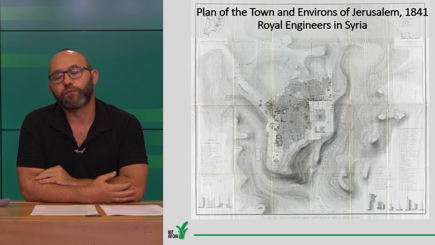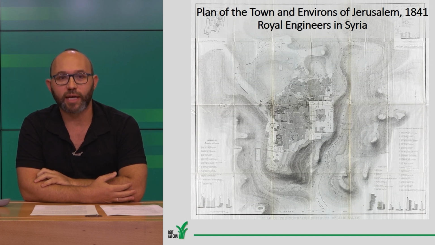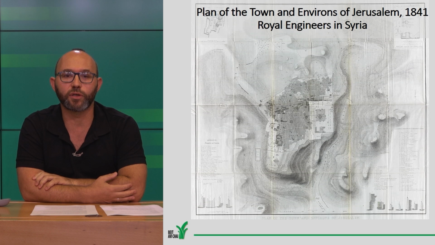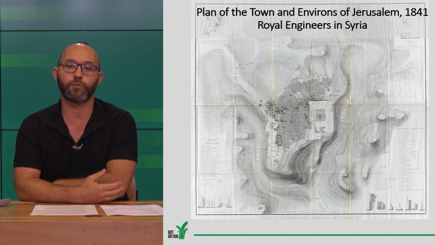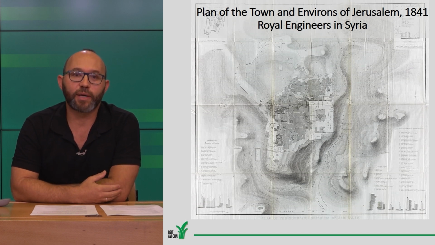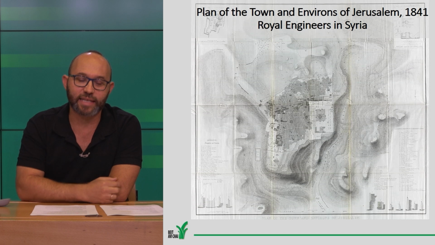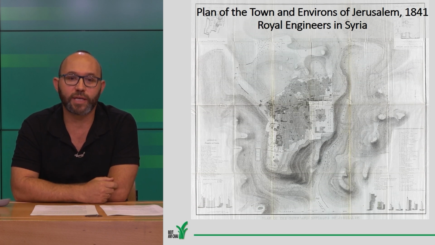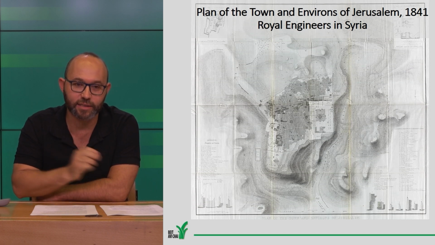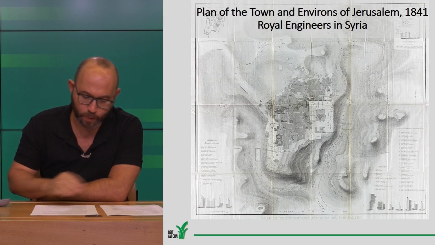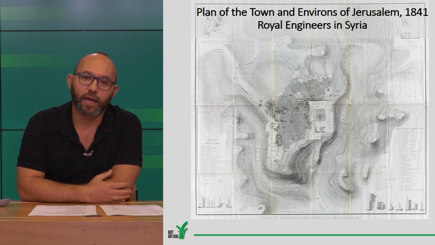So our story of modern Jerusalem begins in the middle of the 19th century, and this is a very early modern map of Jerusalem, the plan of the town and environs of Jerusalem from 1841, made by the Royal Engineers in Syria, meaning these are British cartographers that came to Jerusalem for the first time, actually measured exactly the distances between places and made a very concise cartography of the city. What did we have in Jerusalem at that point in time?